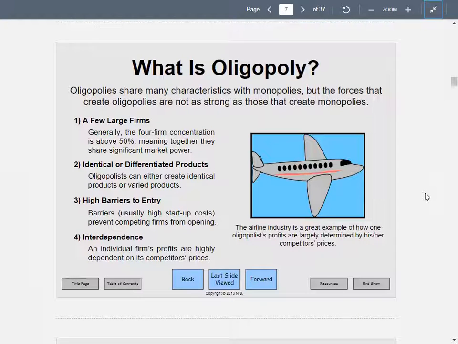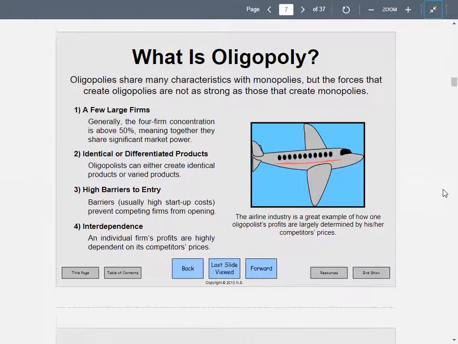And you have interdependence. An individual firm's profits are highly dependent on its competitors' prices. The airline industry is a great example of how one oligopolist's profits are largely determined by his or her competitors' prices. So however much Delta is charging to fly to Miami, that's going to be maybe undercut or matched by, say, Continental Airlines.